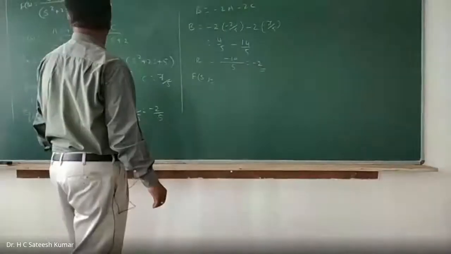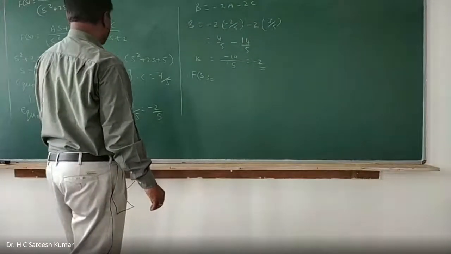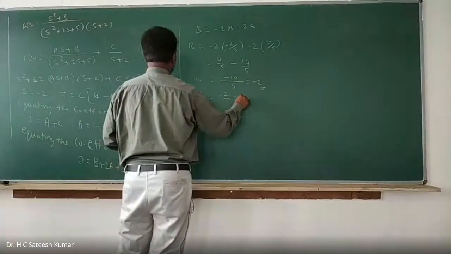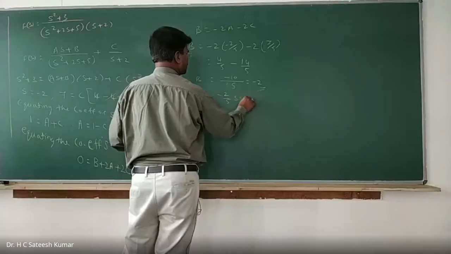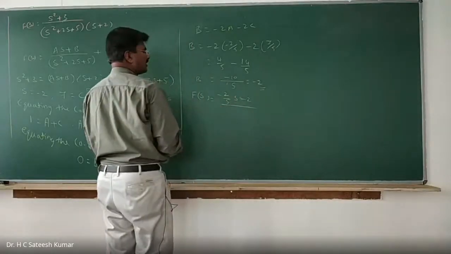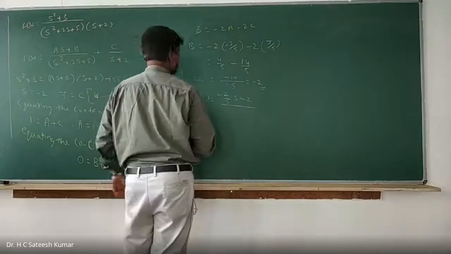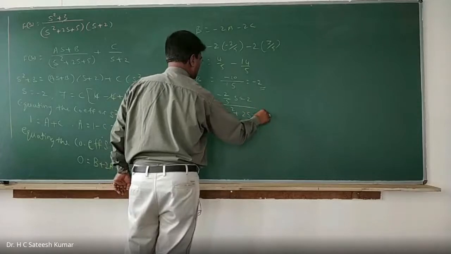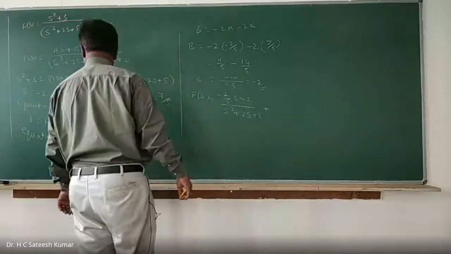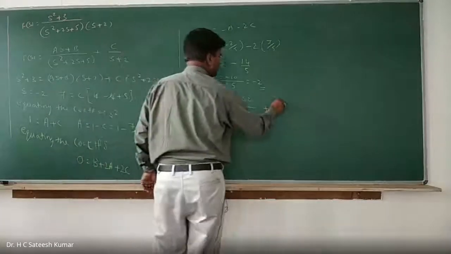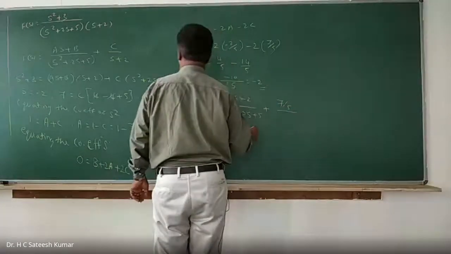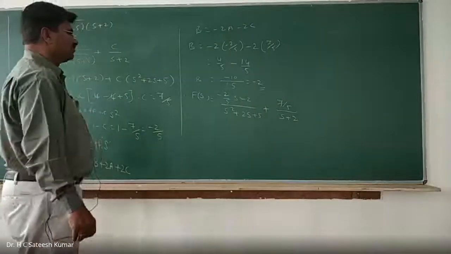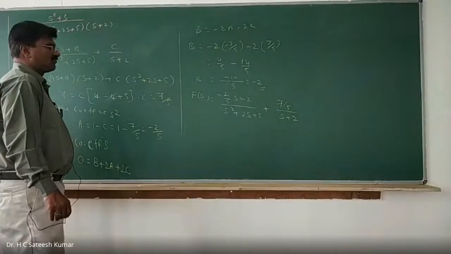A is minus 2 by 5, s plus B is minus 2, divided by s square plus 2s plus 5, plus C. C is how much? 7 by 5, divided by s plus 2. Okay, right. So now we'll have to go for the standard format.